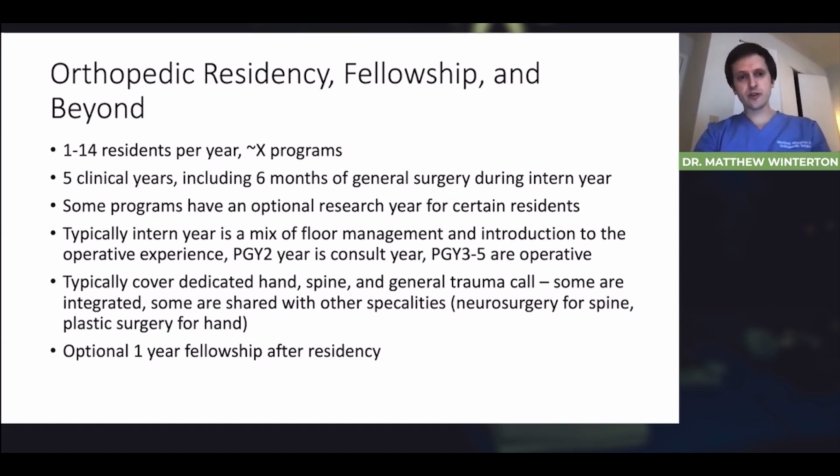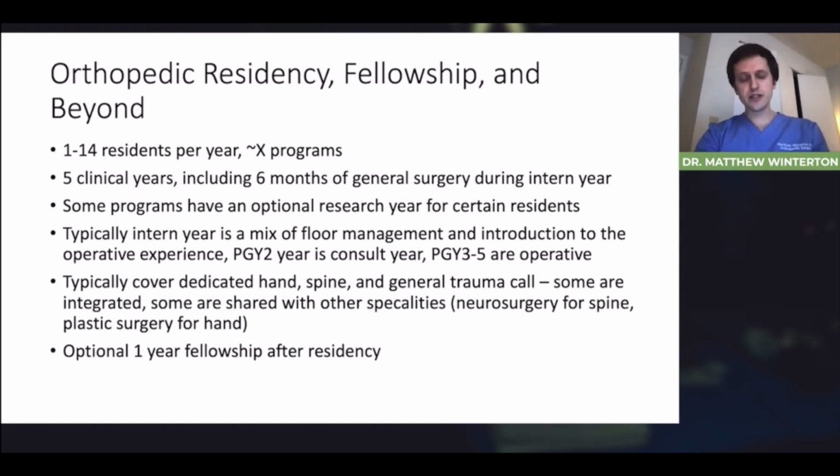Typically, an orthopedic surgery residency will have 1 to 14 residents per year. There are about 120 plus programs in the United States, and about 800 to 900 residents will match per year. It is competitive. I would say that's probably about 75% of the applicants. So 25 to 35% of people will end up not matching into orthopedics and will have to either reapply or do something else.